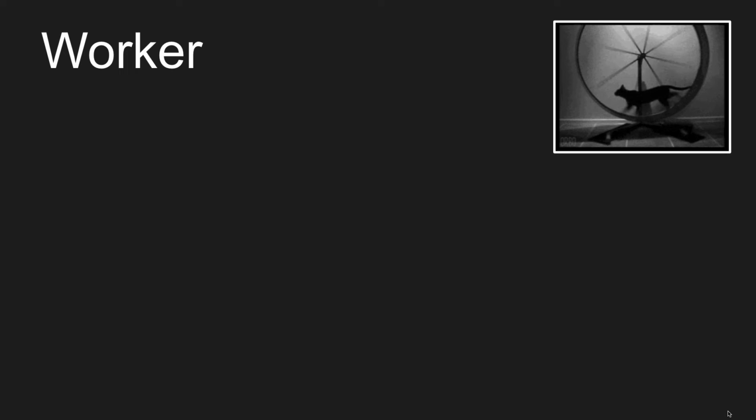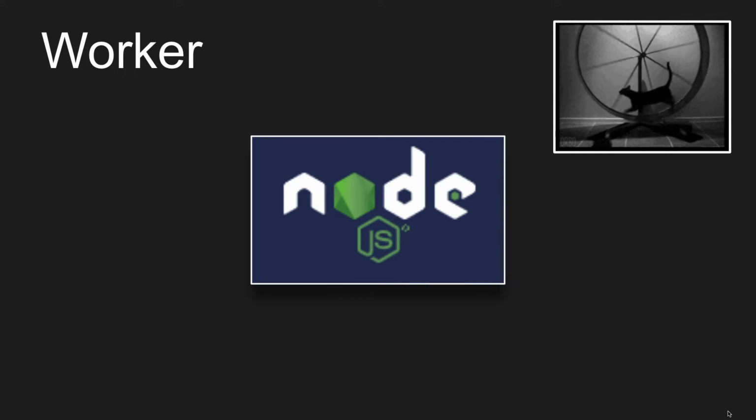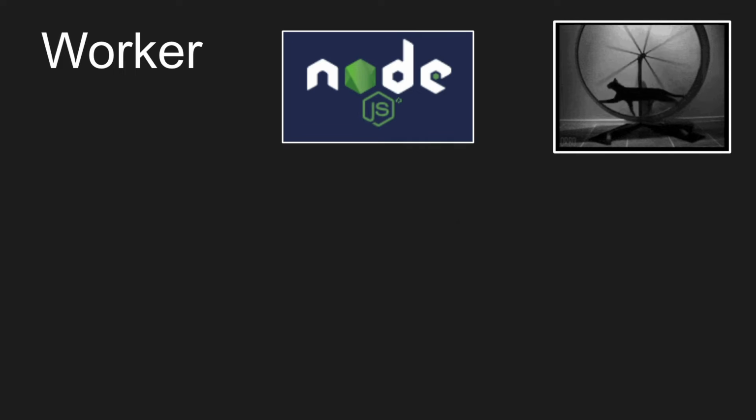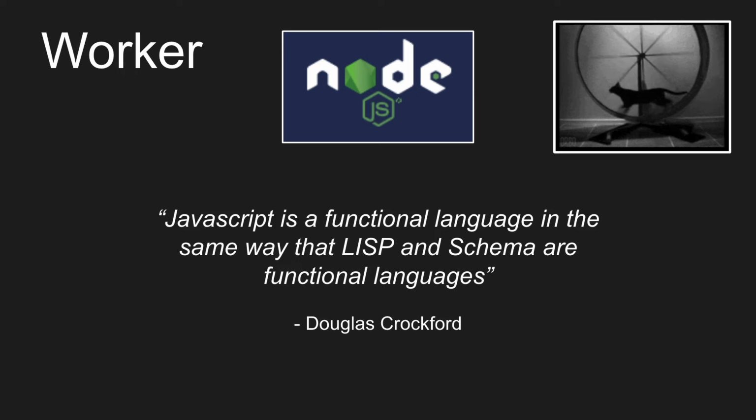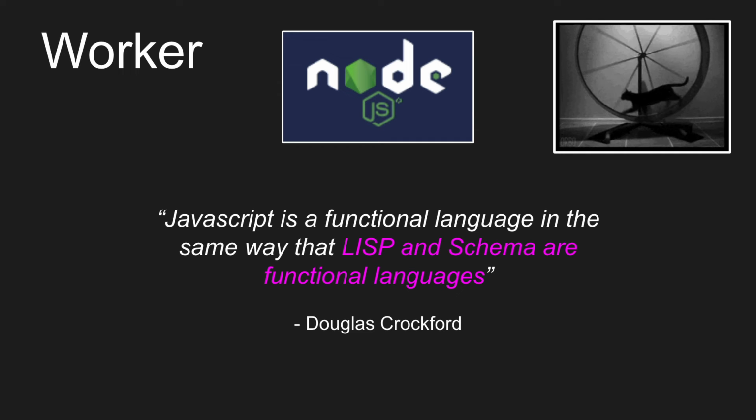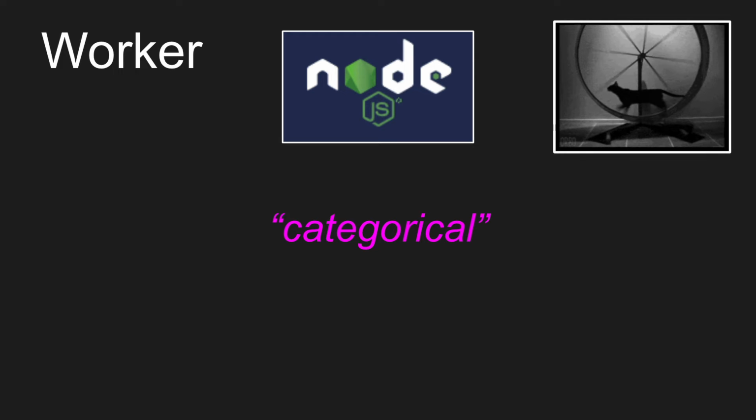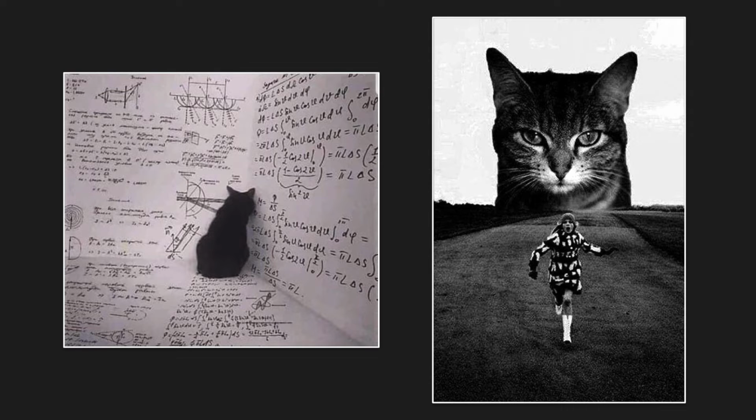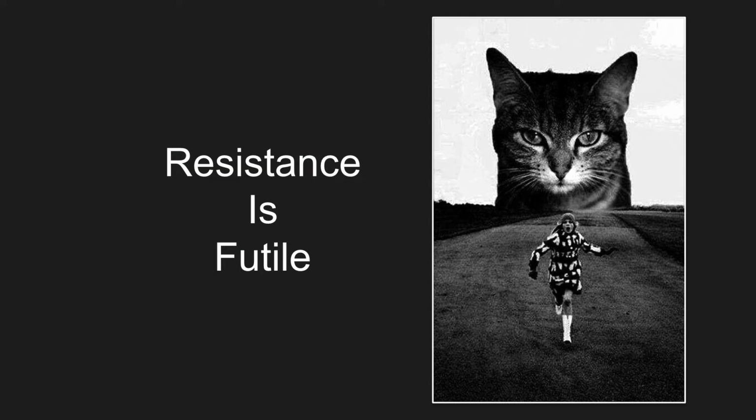So let's talk about these workers. Okay, well, it's just Node, okay? Nothing too magical going on here. Oh my gosh, so why is it Node of all things? Well, there's this fateful quote by Douglas Crockford. He said JavaScript is a functional language in the same way that Lisp and Scheme are functional languages. And I mean, alarm bells should be going off, right? Because that sounds suspiciously categorical. Puts us right back into category theory, horror of horrors, right? I mean, resistance is futile, okay?